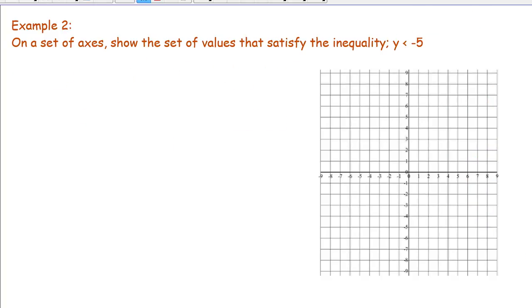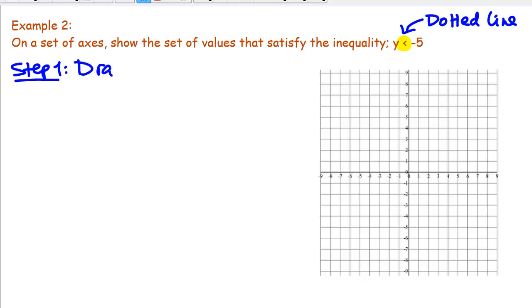Next example. On a set of axes, show the set of values that satisfy the inequality y is less than -5. Now, remember, the first thing that you need to do is decide whether you're going to have a solid line or a dotted line. So here we are going to have a dotted line. Anyway, step 1, draw the line showing y is equal to -5.